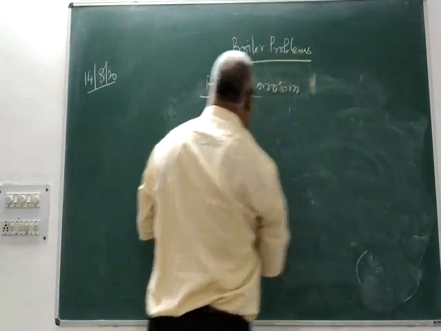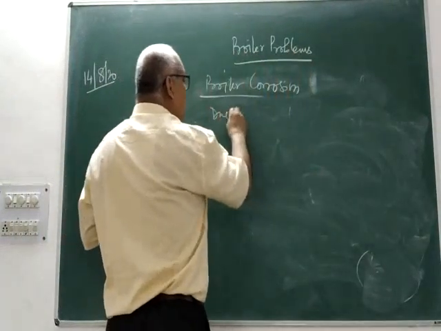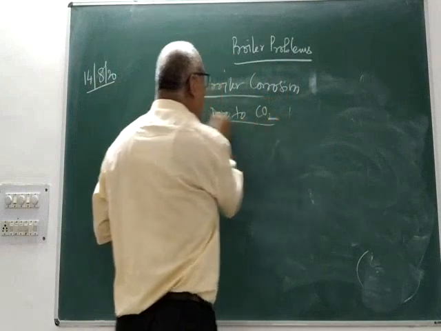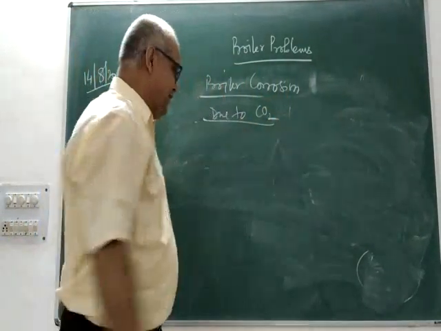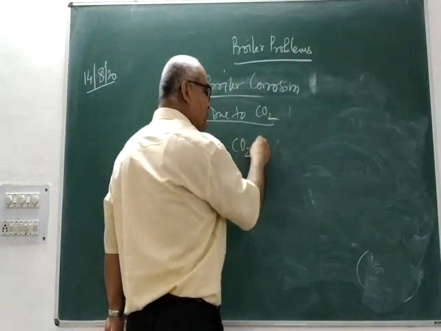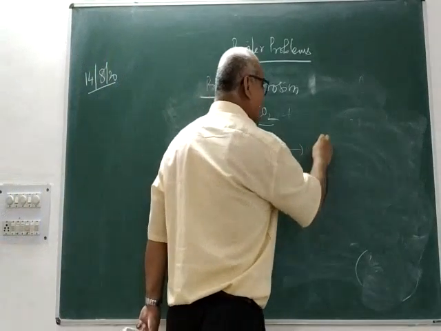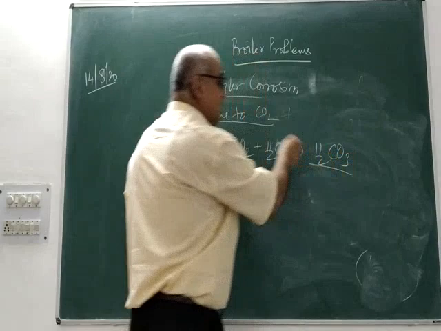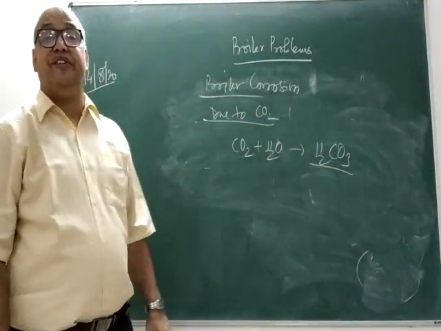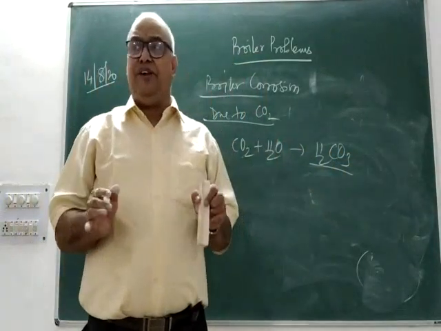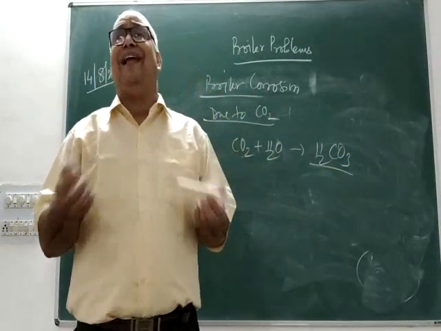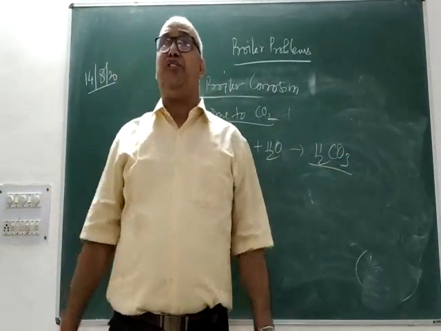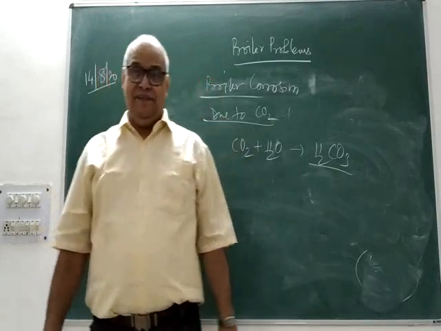Second one, due to carbon dioxide. We know that boiler water may also contain dissolved carbon dioxide. And carbon dioxide, if it is present, will react with water to produce H2CO3, carbonic acid. As we know, carbonic acid, being a weak acid, will ionize to some extent, making your boiler water slightly acidic. In acidic situations, the rate of corrosion is very, very high.